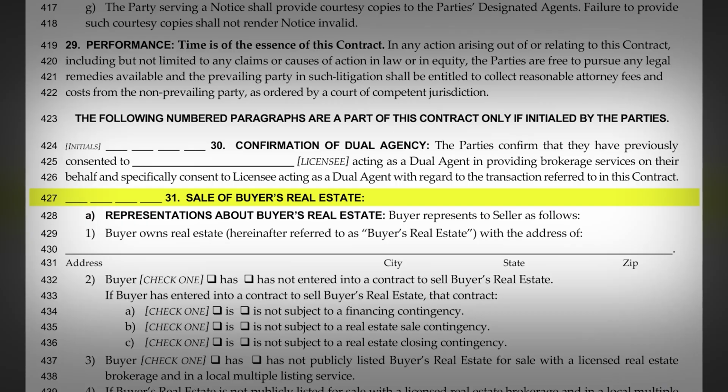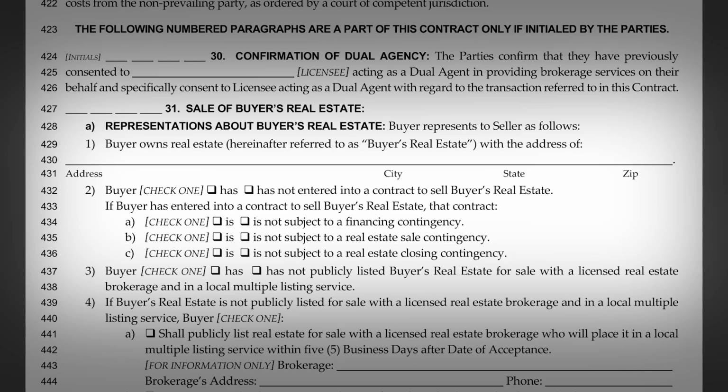Further down on page 10 in paragraph 31 is the sale of buyer's real estate. The buyer must sell their real estate that they currently live in or own in order to buy the next property. Many times this comes up: the buyer must take the equity out of the existing property to buy a new one. When that happens, they need to fill out paragraph 31. You must disclose what the property address is.